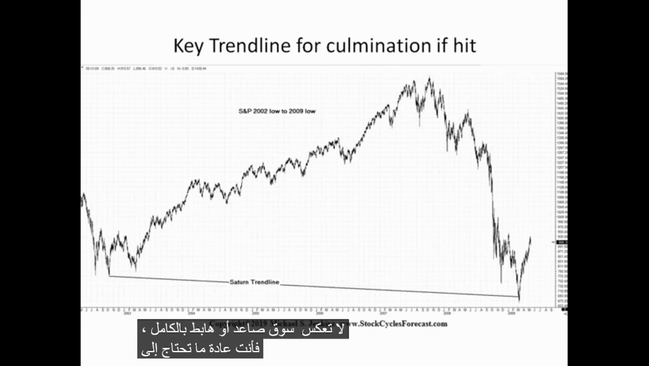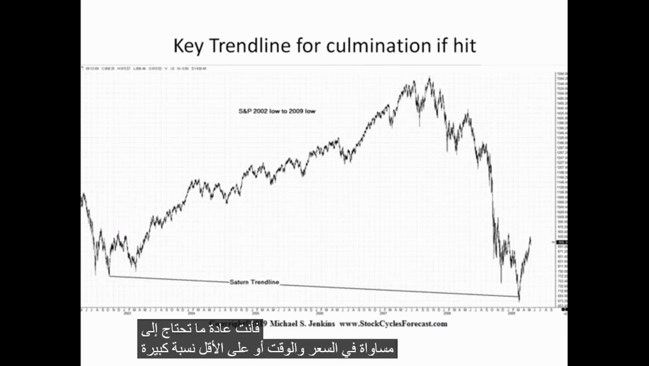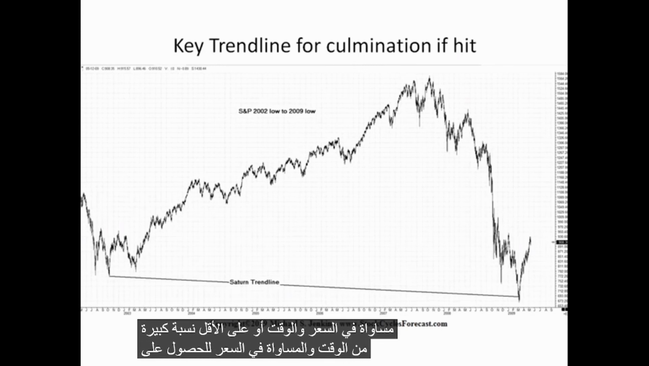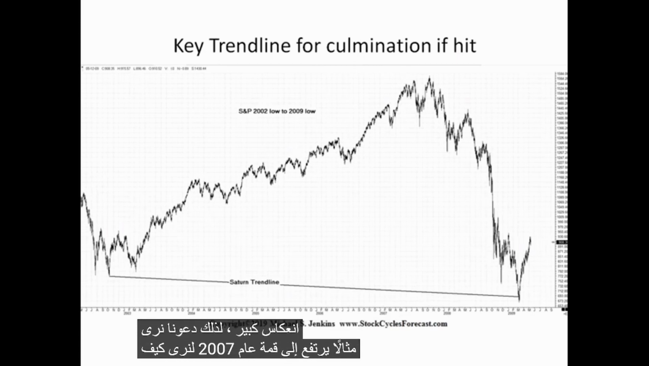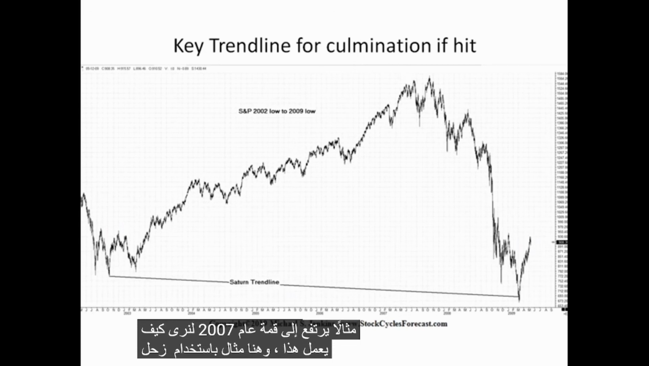You usually need price and time equality, or at least a major proportion of time and price equality to get a major reversal. So let's see an example going up to the 2007 top to see how this worked.